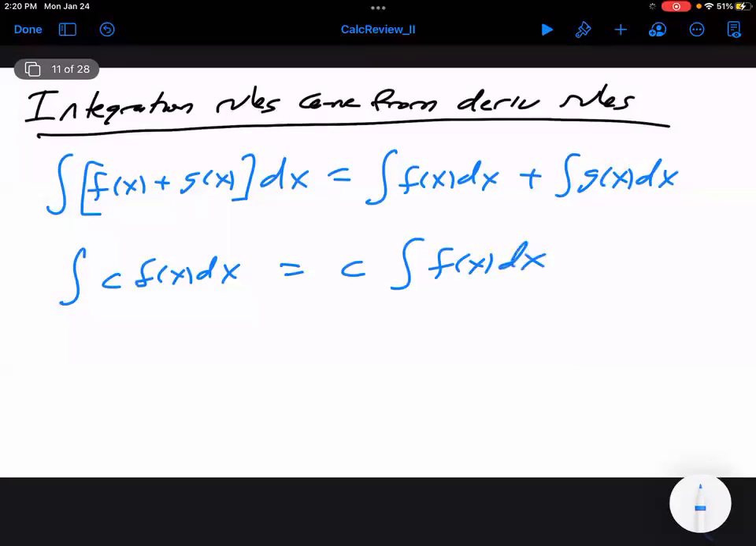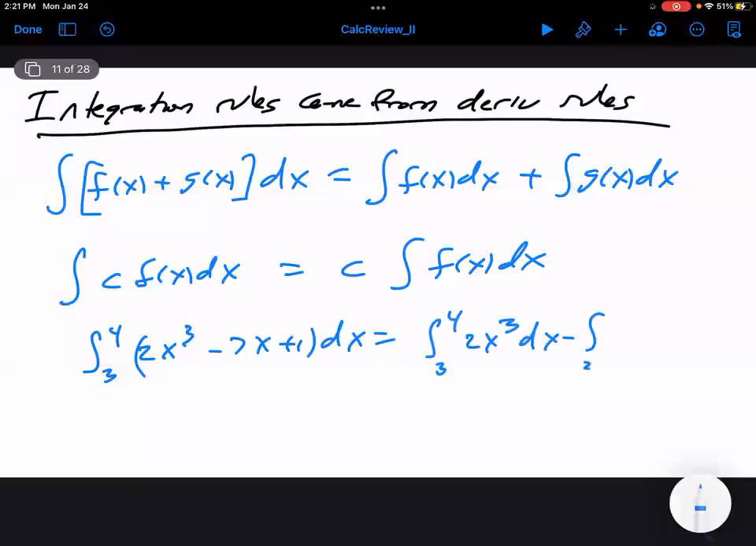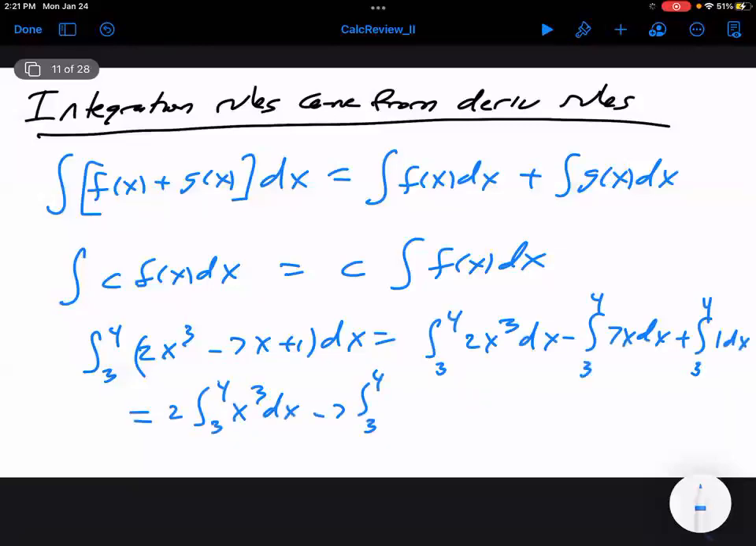So if I give you, find the integral from 3 to 4 of 2x cubed minus 7x plus 1 dx, this would be the same as the integral from 3 to 4 of 2x cubed dx minus the integral from 3 to 4 of 7x dx plus the integral from 3 to 4 of 1 dx. And then that would be the same as 2 times the integral from 3 to 4 of x cubed dx minus 7 times the integral from 3 to 4 of x dx plus the integral from 3 to 4 of 1 dx.